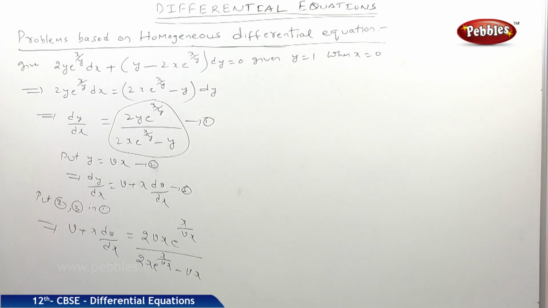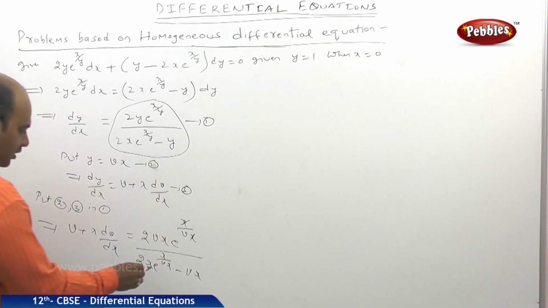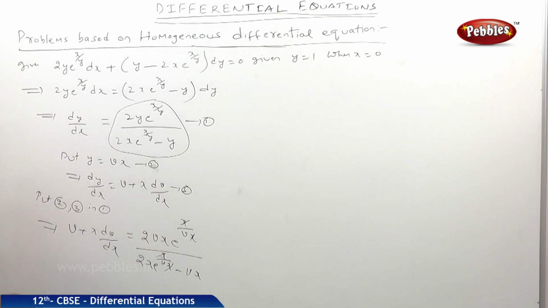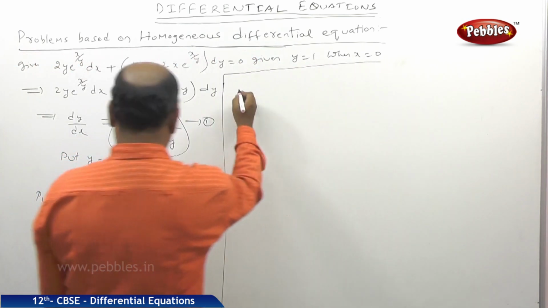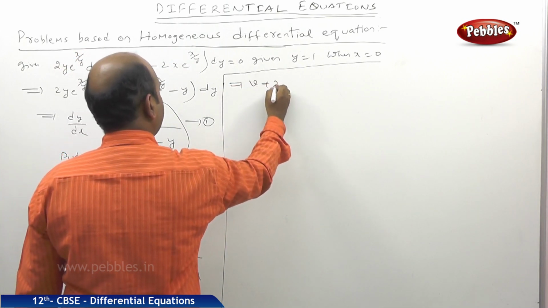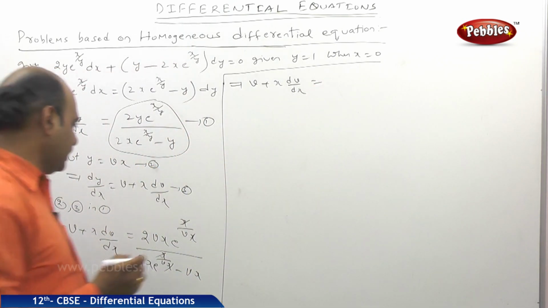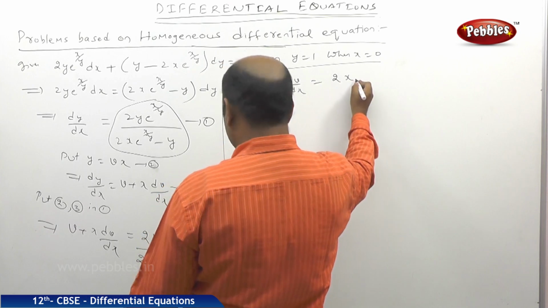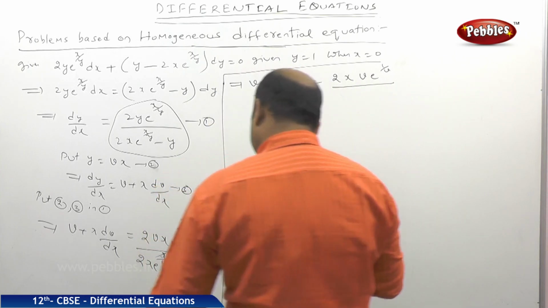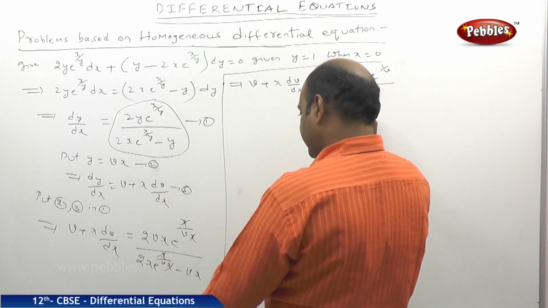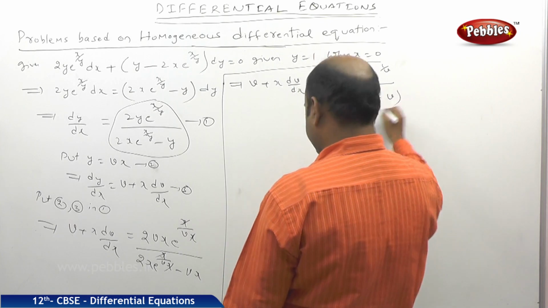Now we should be very careful in solving. I think here x will be getting cancelled, here also x will be getting cancelled. So finally what remains, v plus x into dv by dx is equal to, I think it goes like this, 2x v e power 1 by v, and here also I can take x common. If I take x common, there remains 2 e power 1 by v minus v.